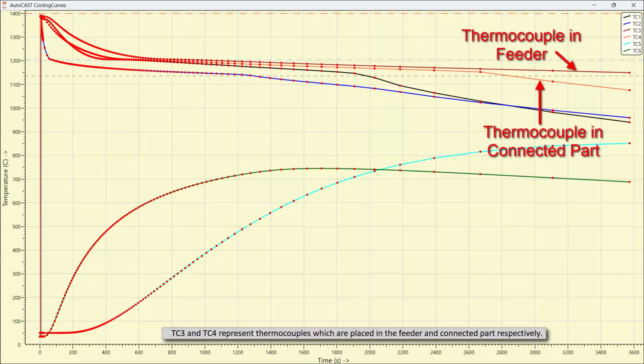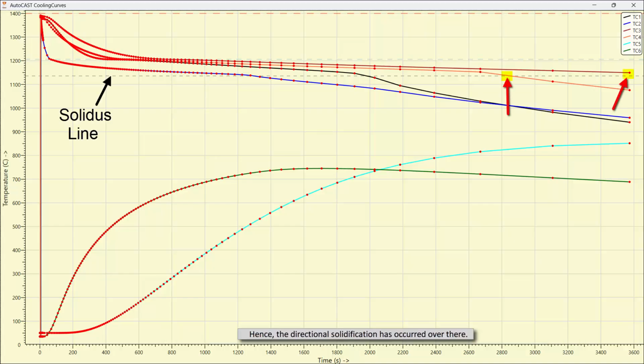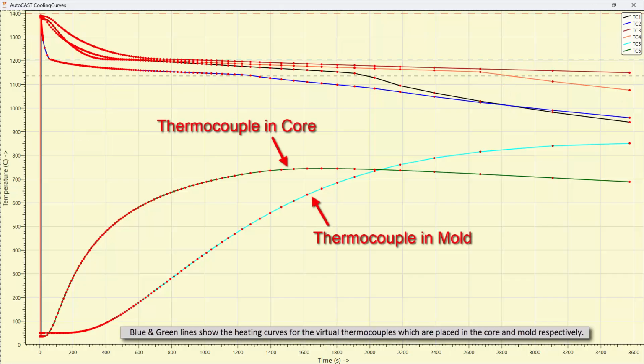TC3 and TC4 represent thermocouples which are placed in the feeder and connected part respectively. From the graph, we can say that the feeder is taking more time to solidify as compared to the connected part. Hence, the directional solidification has occurred over there. Blue and green lines show the heating curves for the virtual thermocouples which are placed in the core and mold respectively.